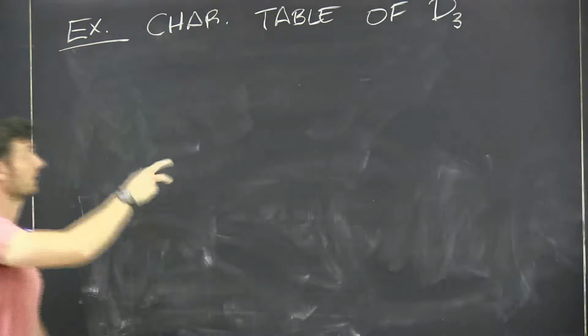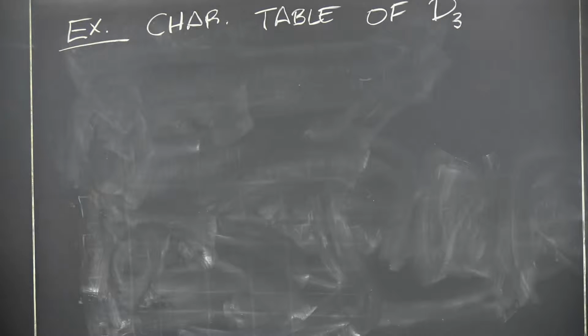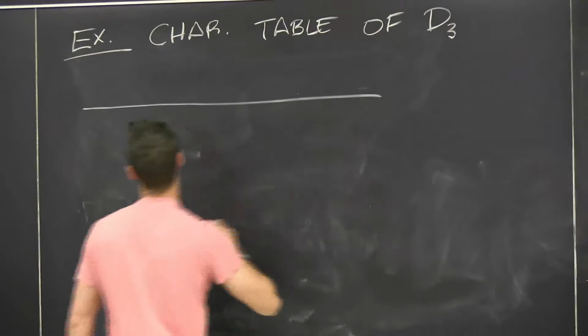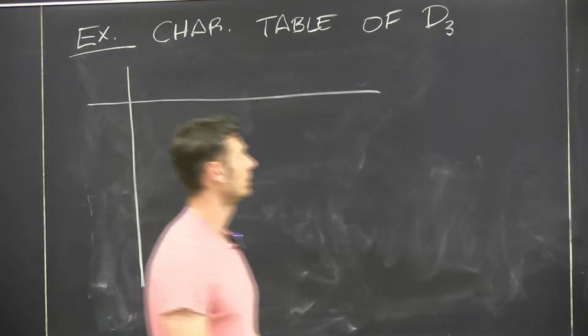Right. So this is going back to our triangle and all the rotations and permutations of it, or the covering operations, the symmetry operations of it. So we can compute the character table. Go ahead and do this.